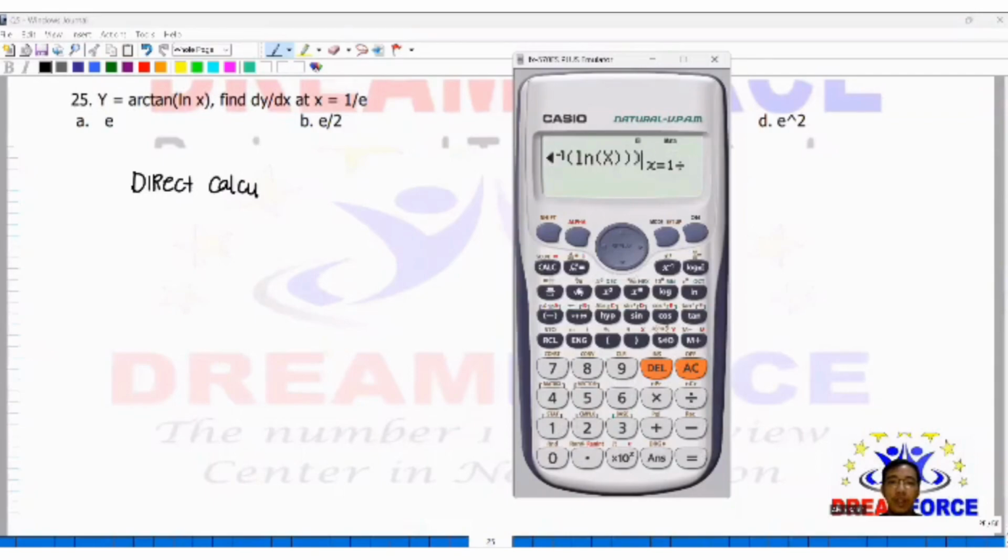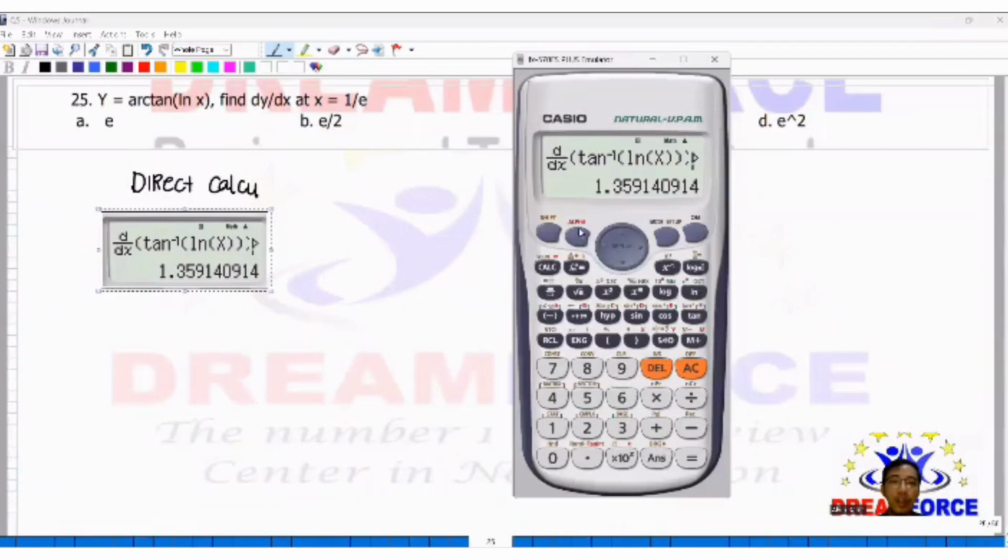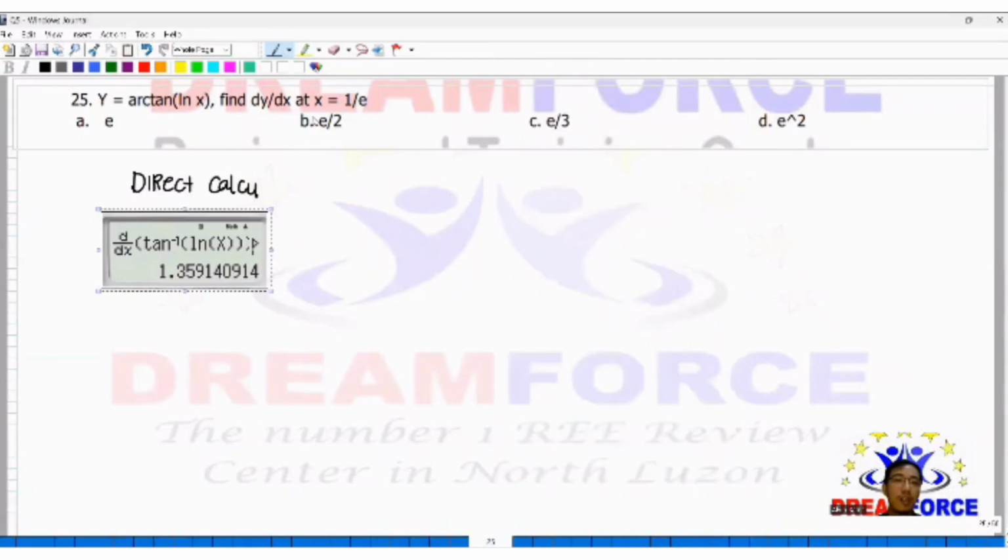x is 1 over e. Nasaan yung e? Nandito po siya sa may alpha times 10. Okay, that is 1.359. I-check mo na lang sa calculator kung sino, or i-check mo sa choices kung sino yung equal dyan. Letter A is e, so alpha e. So mali. Letter B, naka-divided by 2. That is the answer. Letter B.